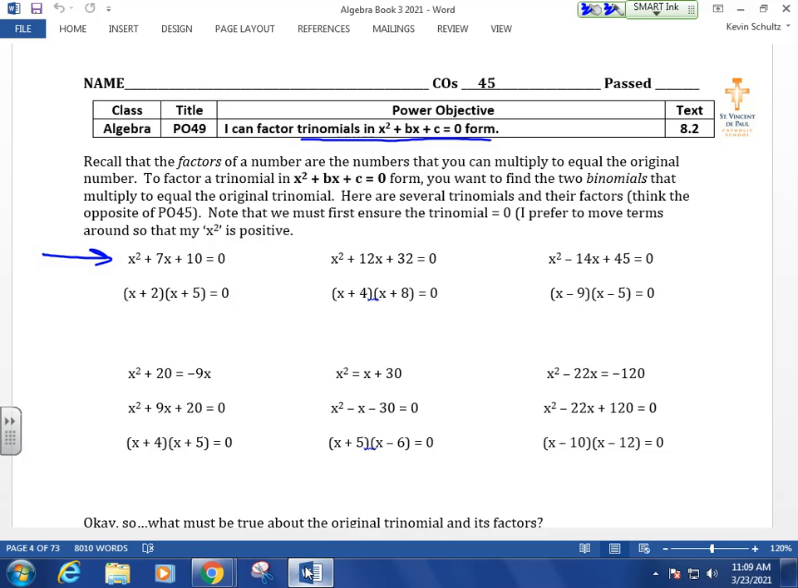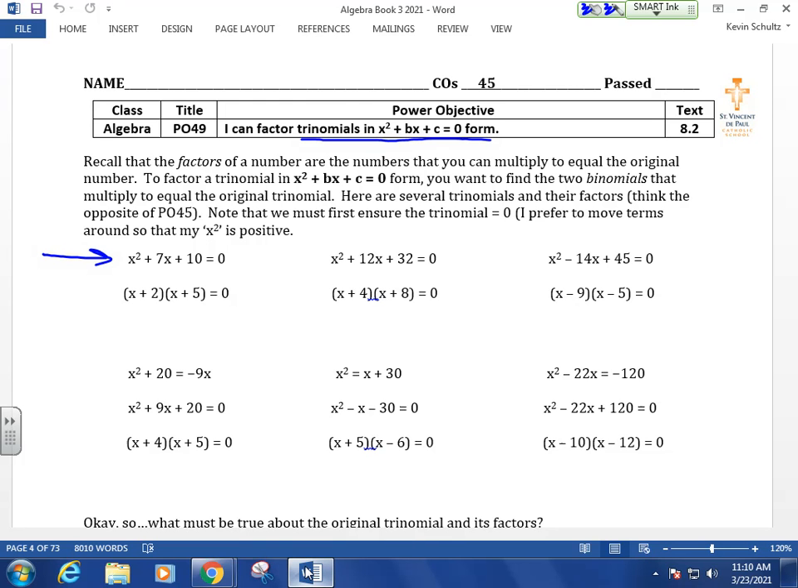And so there was even an extra credit question for PO45 where I gave you the trinomial, and I said, what two binomials would multiply to get this answer? And a number of you got it correct. And what you were really doing was factoring it, right? We've heard that word factor before.